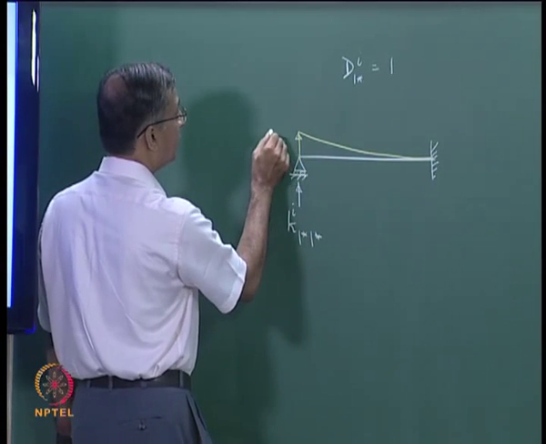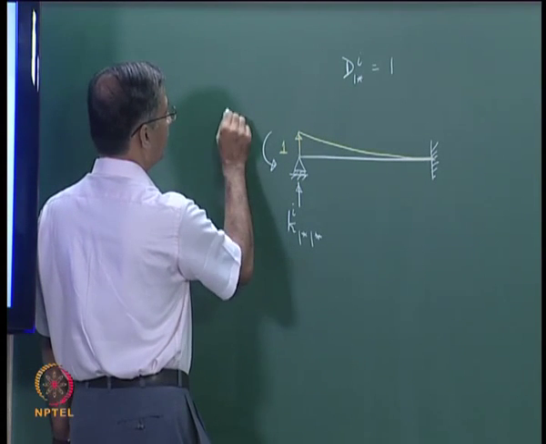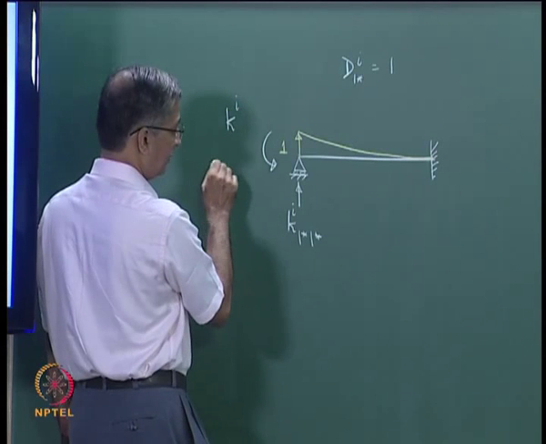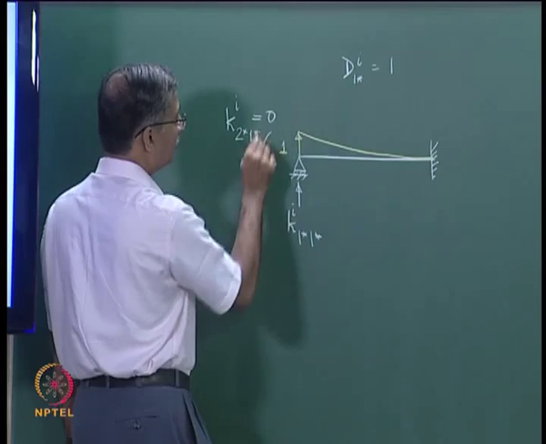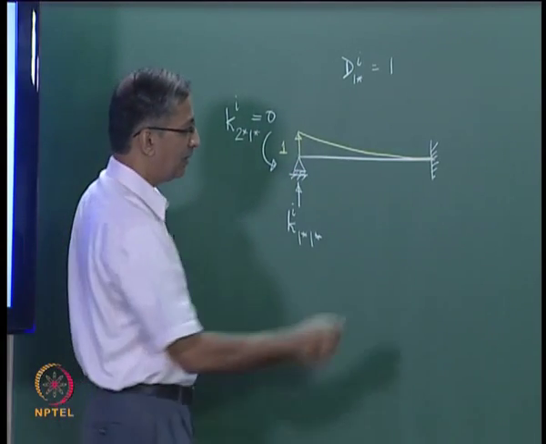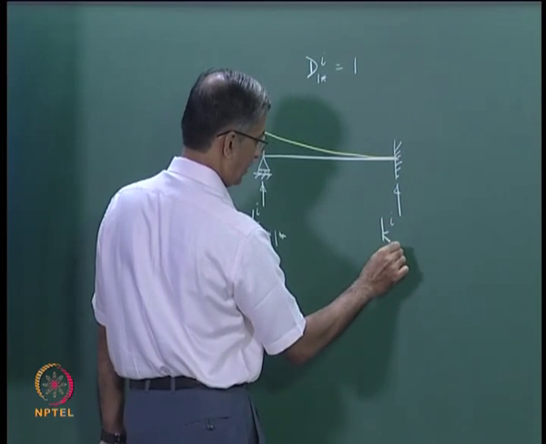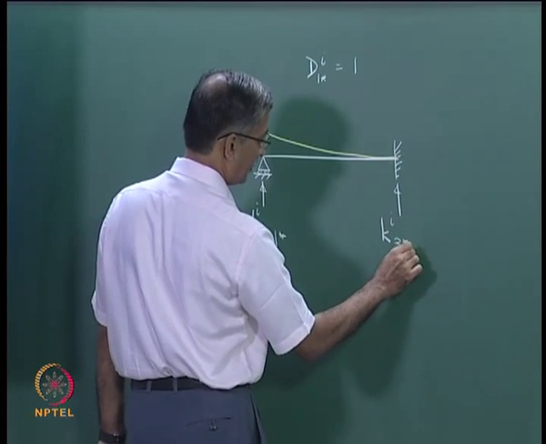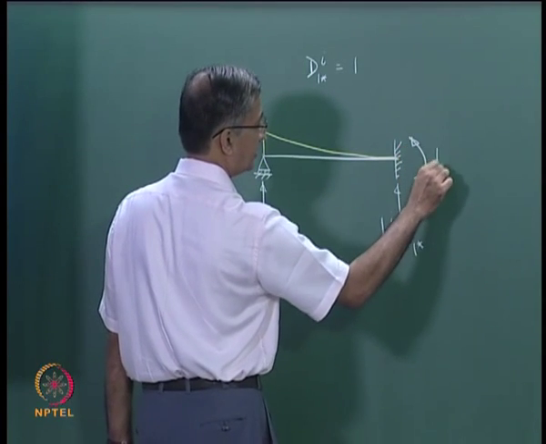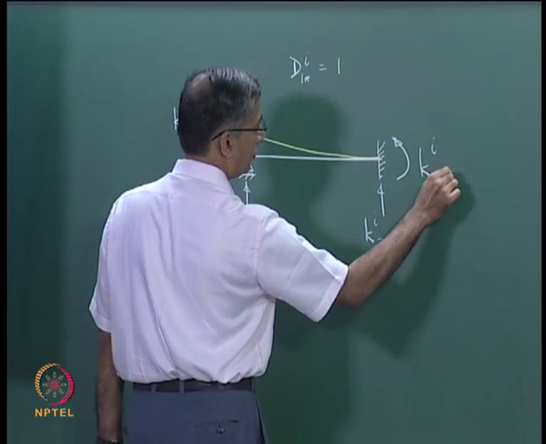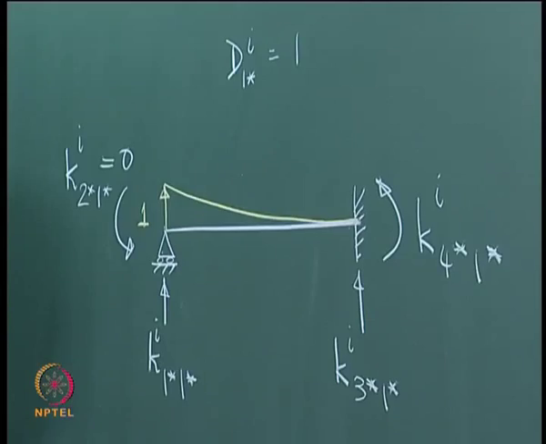What I get here is always permanently, this is K2 star 1 star, this will always be 0 because of that hinge, and the reaction that I get here is K3 star 1 star, and the moment that I get here is K4 star 1 star, right.